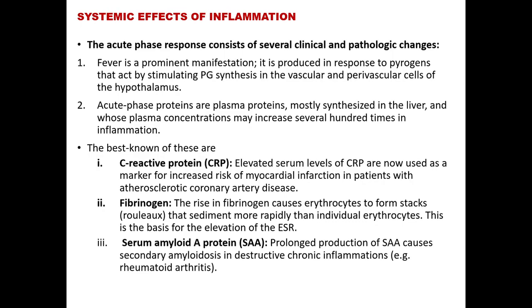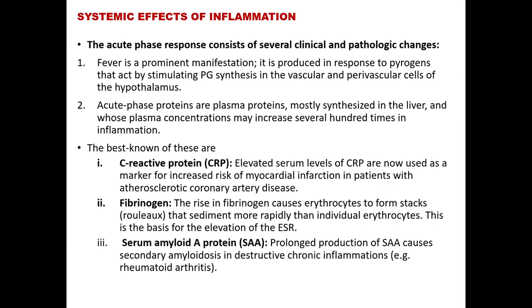Acute phase proteins are plasma proteins synthesized in the liver, whose plasma concentration may increase several hundredfold during inflammation. The best known of these is C-reactive protein. Elevated serum levels of this protein are used as a marker for increased risk of myocardial infarction in patients with atherosclerotic coronary artery disease. Also, as you all know, in the coronavirus crisis, C-reactive protein was shooting up and its levels were very, very high.